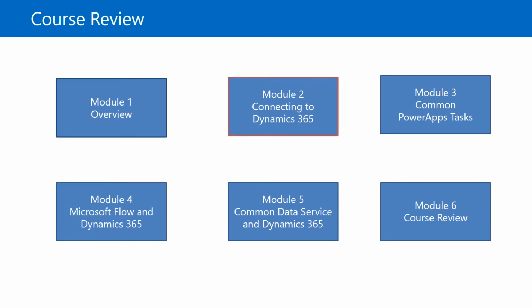In Module 2, we dove right into looking at how we connect to Dynamics 365. We saw that there are 2 types of connectors, one for Dynamics 365 customer engagement applications, as well as one for Dynamics 365 operations. We talked about the need, if you move an application from a development to test to production instance, how you need to reconfigure the connector as you're moving the application.